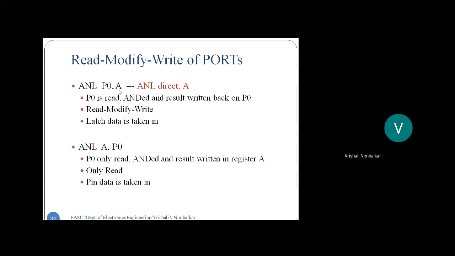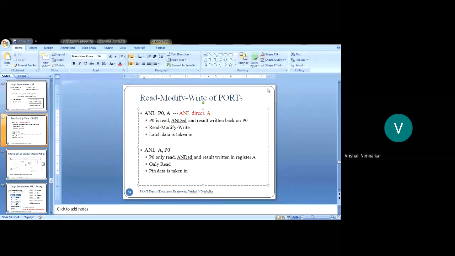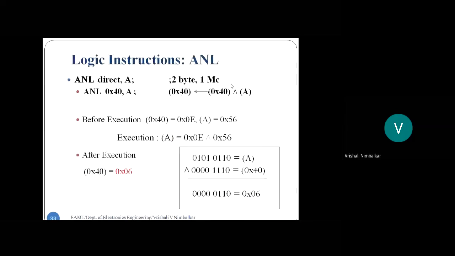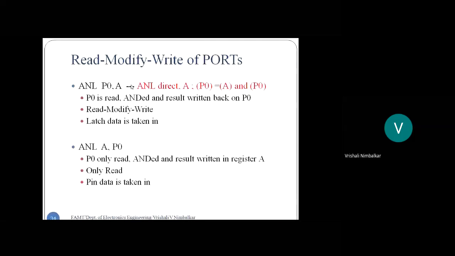So how is the ANDing operation? See here. Accumulator data will be ANDed with P0 data, correct? And whatever is the result will be stored back in P0. So what is this instruction going to do? Take the data from port 0, AND it with accumulator and put it back on port 0.